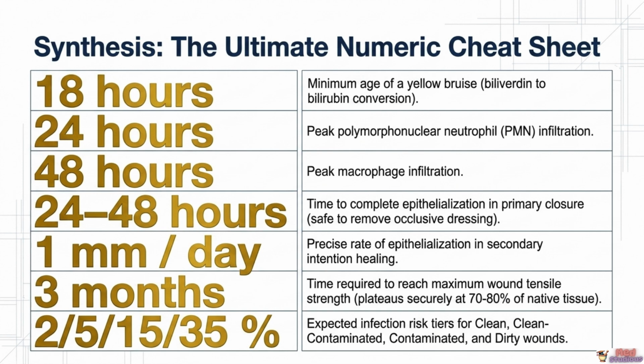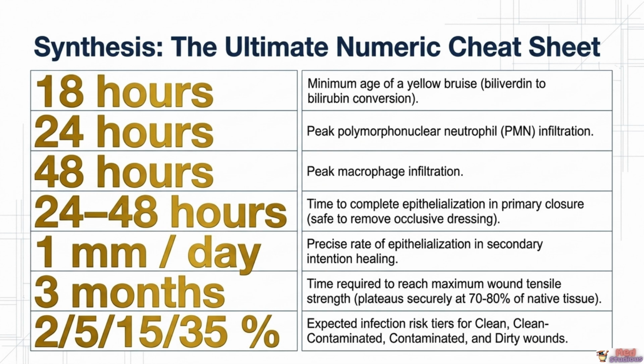We close with the most efficient exam revision tool in wound care, the complete numeric cheat sheet. Every number on this list has appeared on board examinations and must be committed to memory in exact form. 18 hours, the minimum age of a yellow bruise, determined by the biochemical conversion of biliverdin to bilirubin through hemoglobin degradation. A yellow bruise cannot be less than 18 hours old. This is forensically significant and clinically tested.